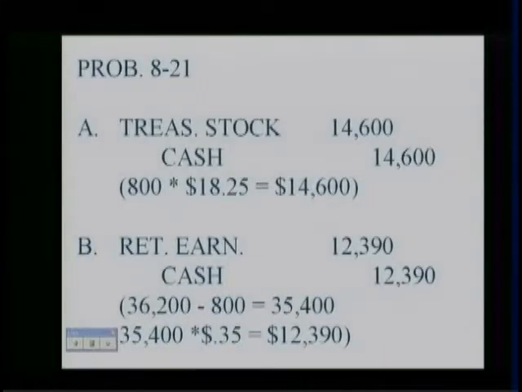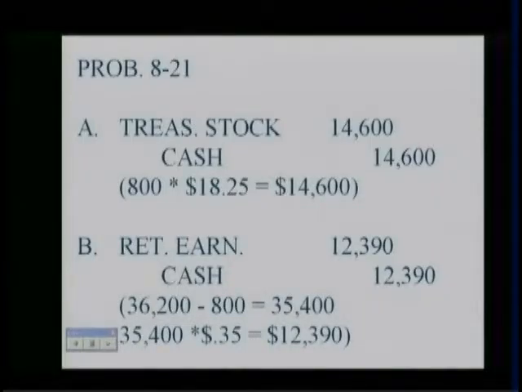In Part B, we're going to declare and pay the cash dividend on June the 15th. Well, remember we had 36,200 shares before we bought back the stock, so we now have only 35,400 shares outstanding. We're giving each of those shares 35 cents, so we multiply 35 cents times 35,400 shares. We're going to have to pay out $12,390. Paid out means we're going to reduce cash.